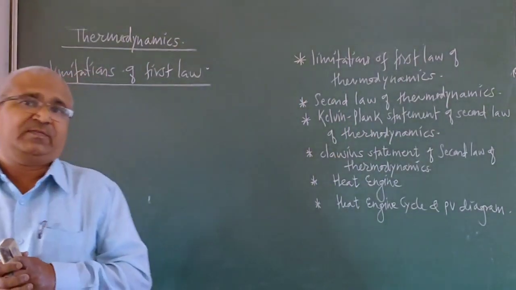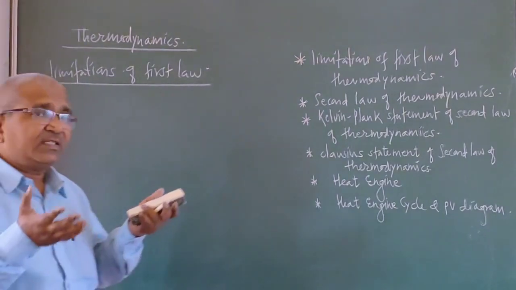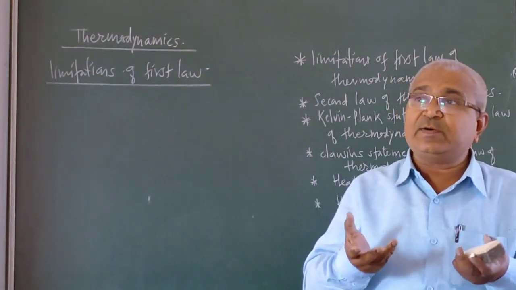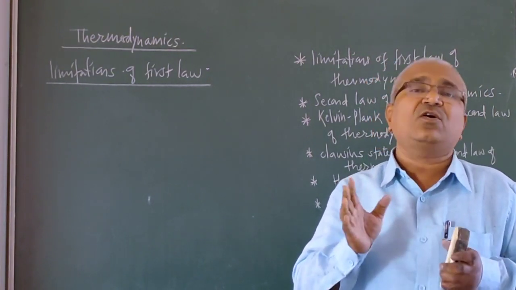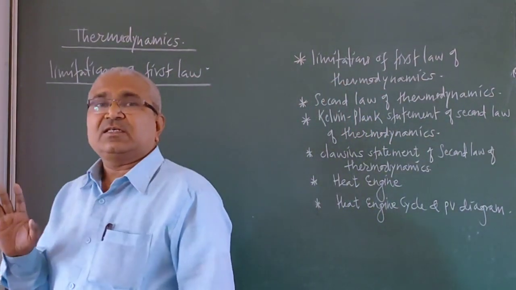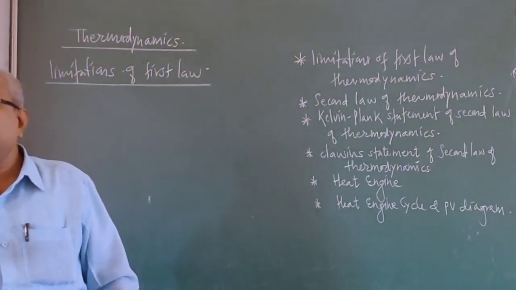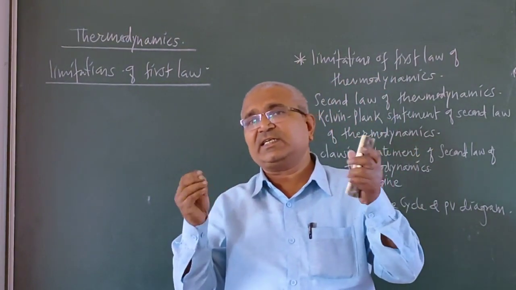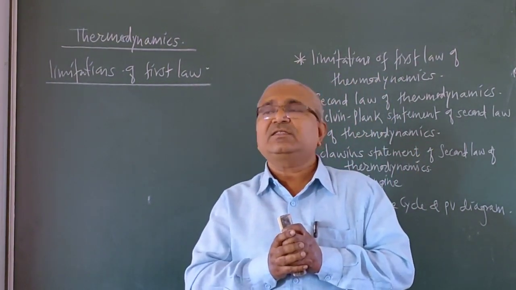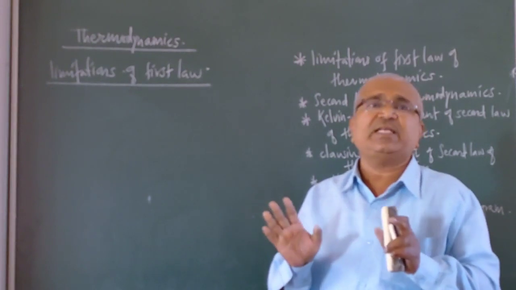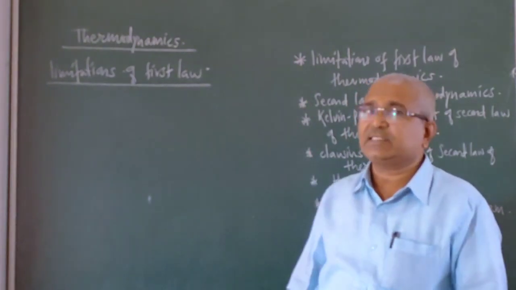But what is the limitation? Here, this law gives the theoretical statement. But the most important point is whether it is possible or not practically, this law cannot explain this. This law cannot verify whether it is possible or not. That is the first limitation. The law of conservation of energy is given in the first law, but whether it is possible, whether it is correct or not correct, such an explanation is not given by the first law of thermodynamics. This is the first limitation.